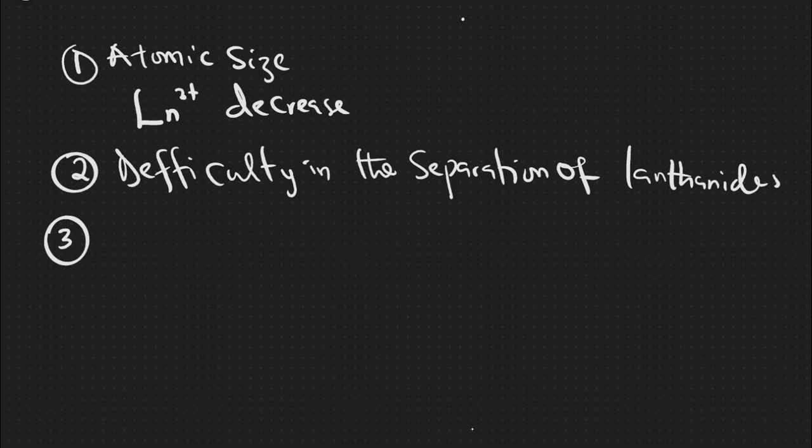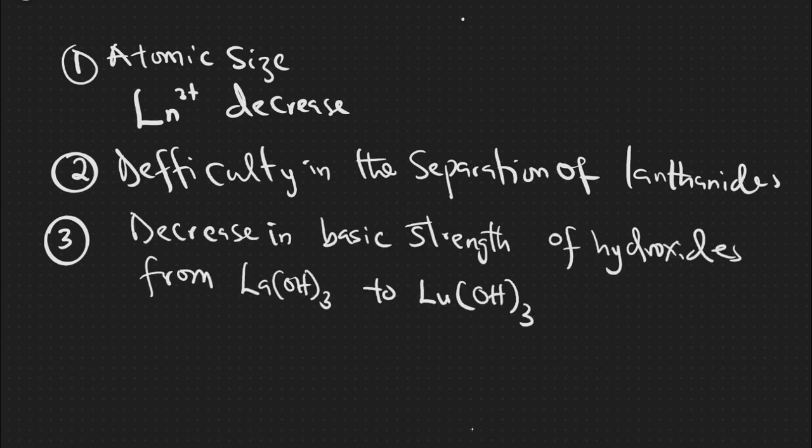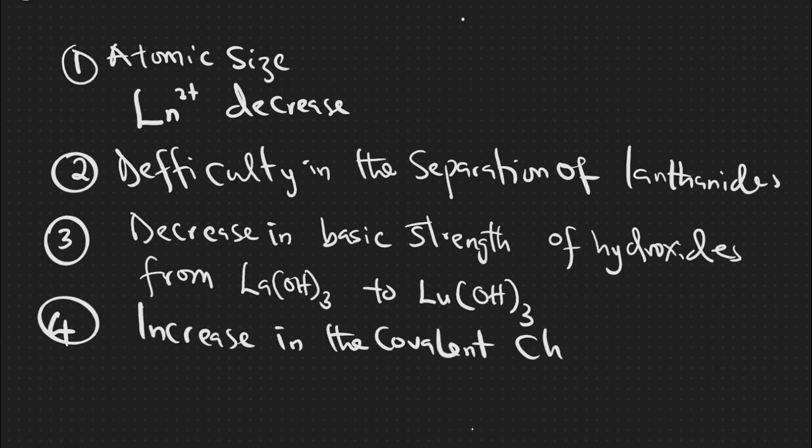Another consequence of this contraction is that the basic strength of the hydroxide decreases from lanthanum hydroxide to lutetium hydroxide due to the contraction. So, decrease in the basic strength of hydroxide from lanthanum hydroxide to lutetium hydroxide. The fourth consequence is that it increases the covalent character of the metal hydroxide bond.